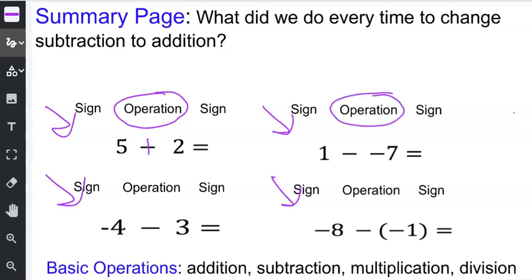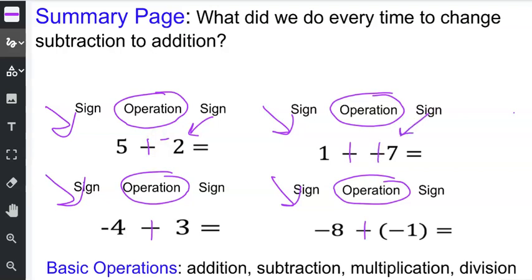So look, in every problem, we always started by changing the operation to addition. That was always the first step. Then the second step was always to record the opposite of the sign. So every number here changes its sign to the opposite of what it was. So basically every time what we're doing is we're adding the opposite.